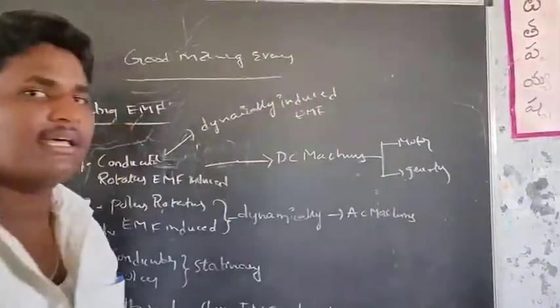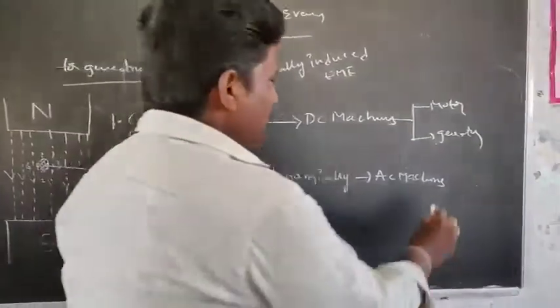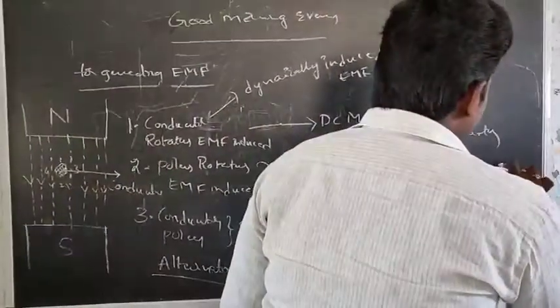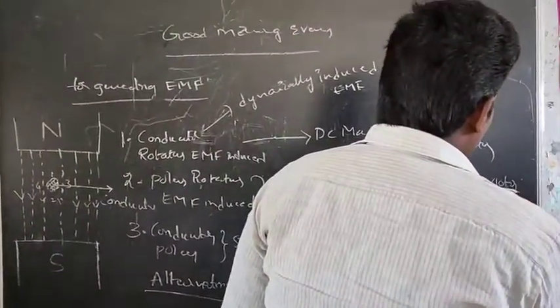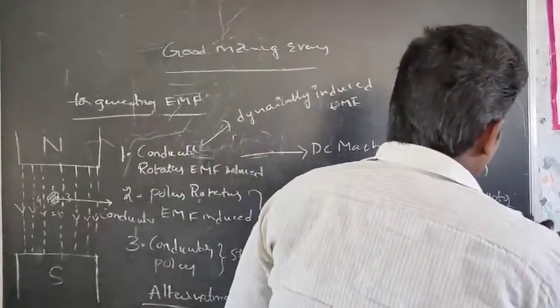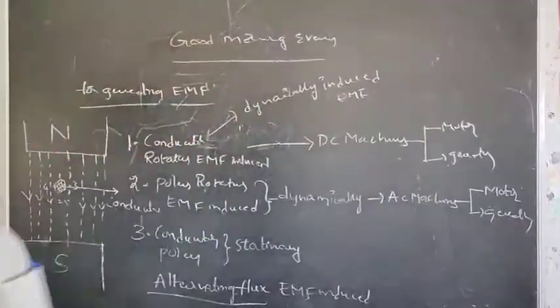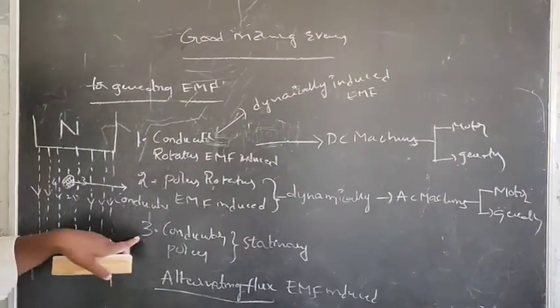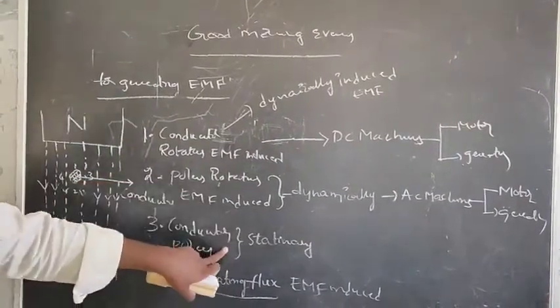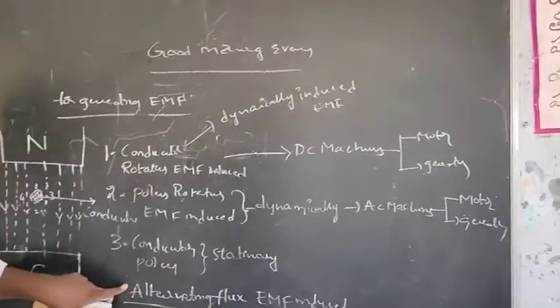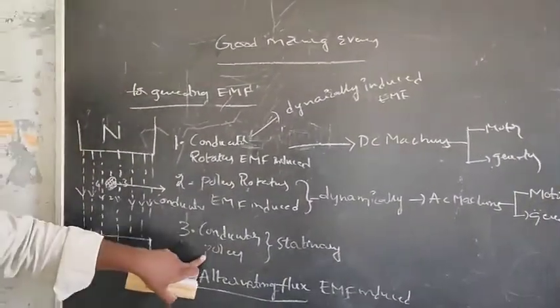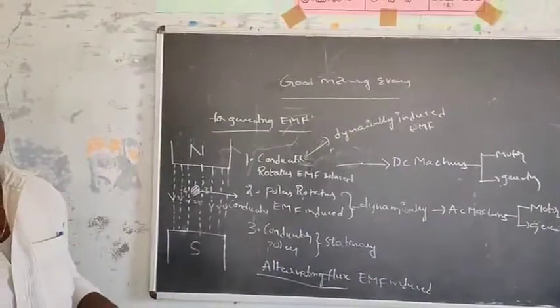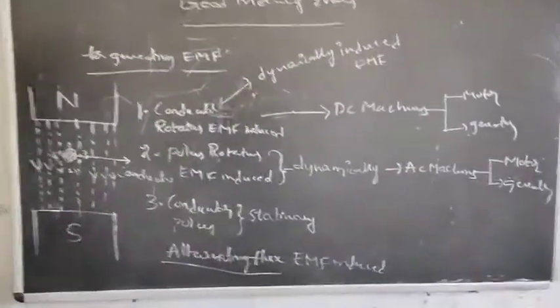But we can apply this for AC machines. AC machines means again motor, generator. You can use it for motor, generator. Third case, here the conductor is stationary, the poles are stationary. There is no physical rotation.